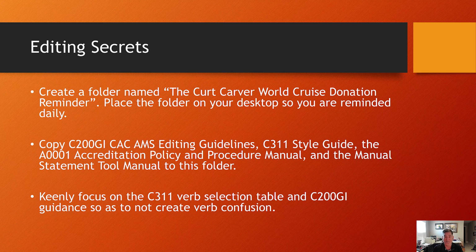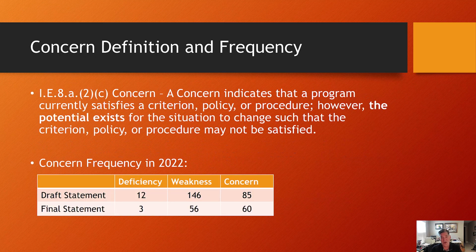Of those documents, the one you really need to pay attention to is C311, the style guide, because it's going to give you lots of really important information on verb selection. And the C300 GI guidance, especially as it relates to multi-factor findings, because it's going to give you the right format of how you structure that. All right, well, very good.